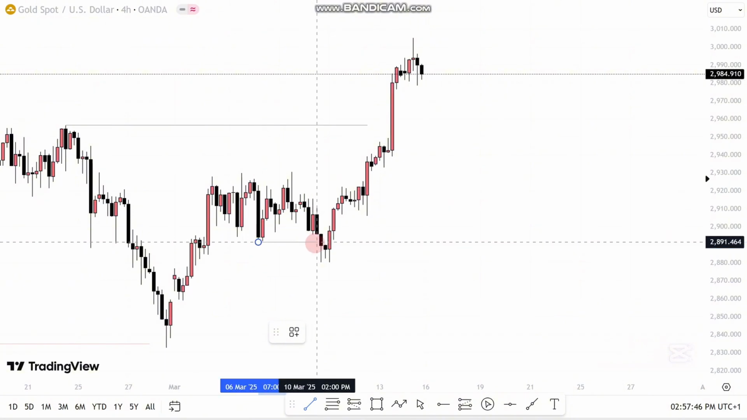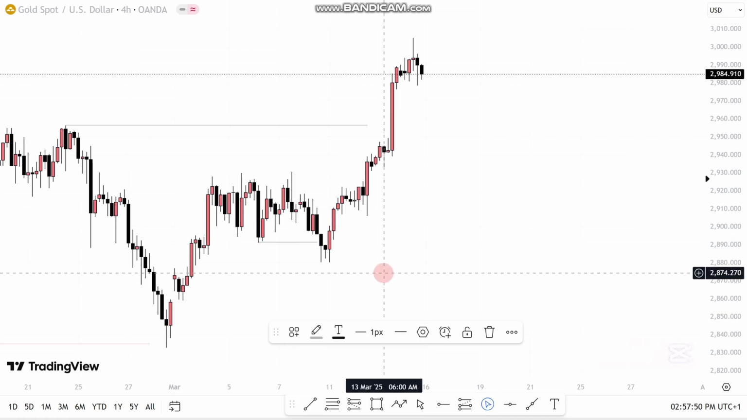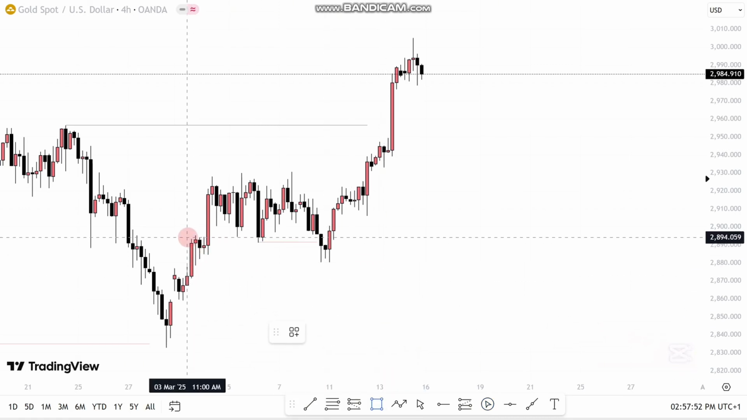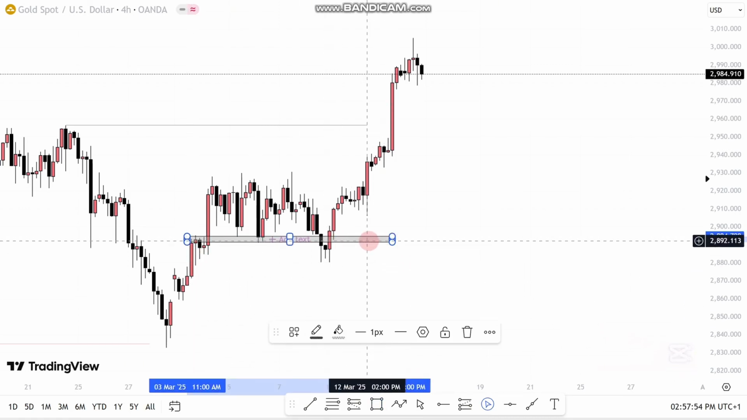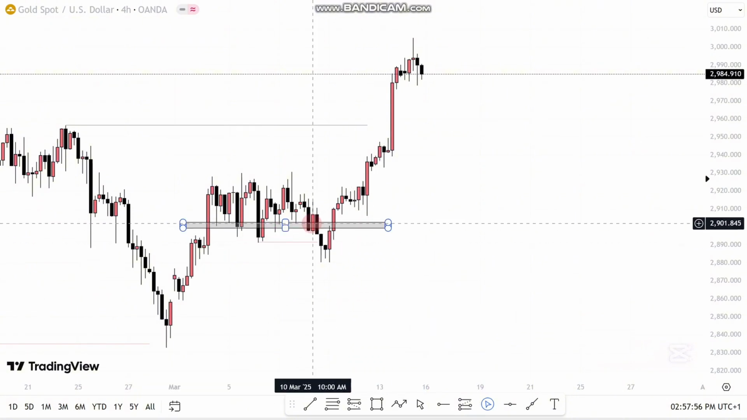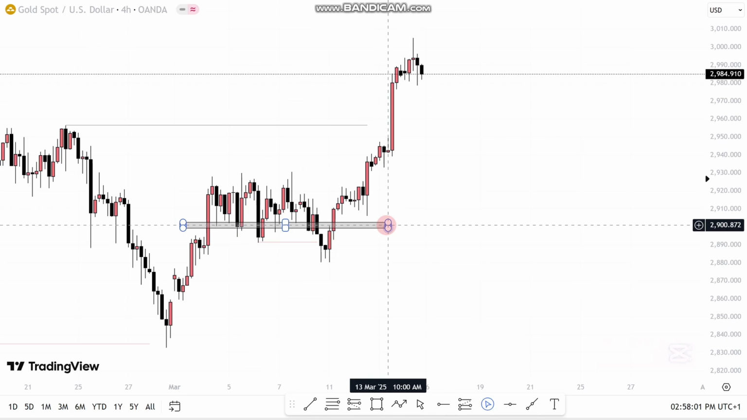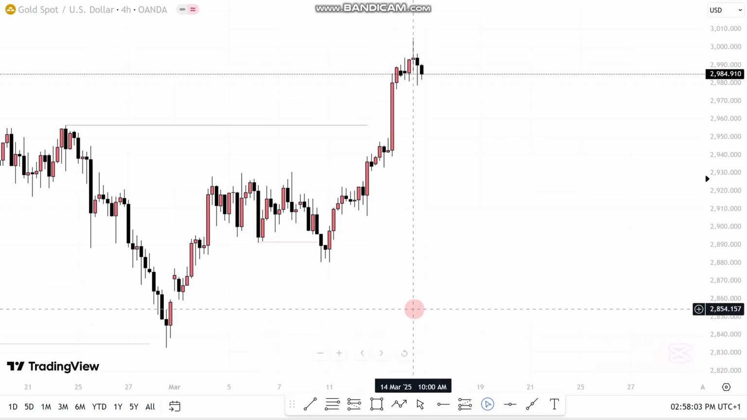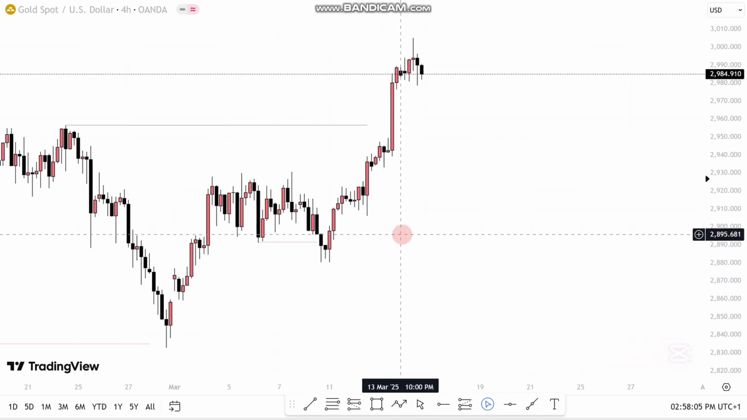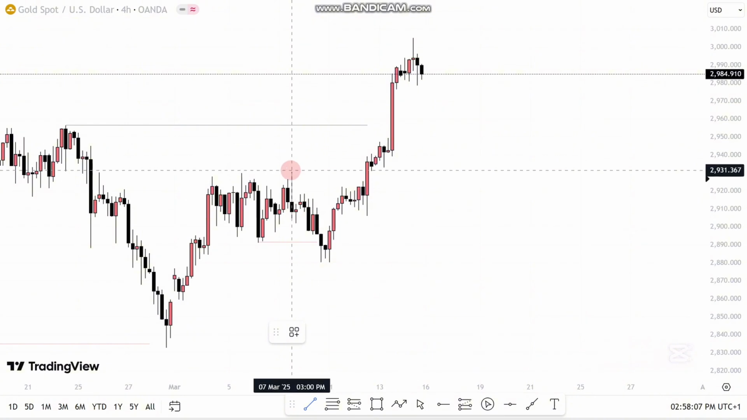So after gold grabbed liquidity from these lows, because there was already a lot of buyers resting along this region, support and resistance, waiting for retest, gold was just busy manipulating all of these zones. So gold went ahead to take this liquidity, and what happened? Break structure to the upside.